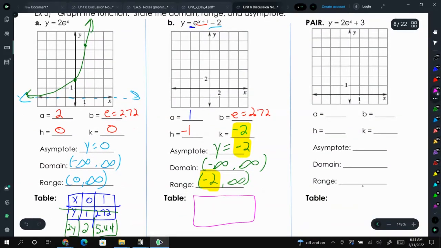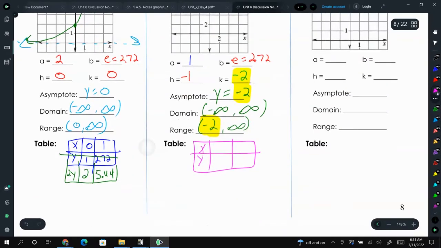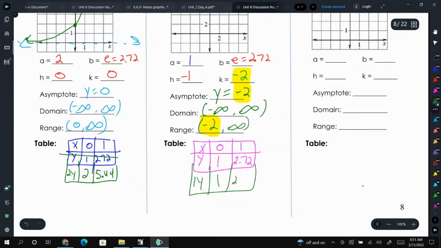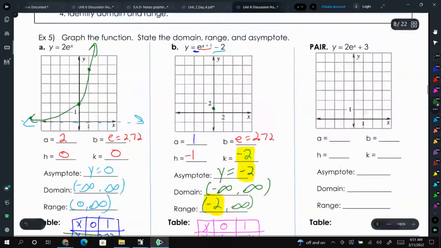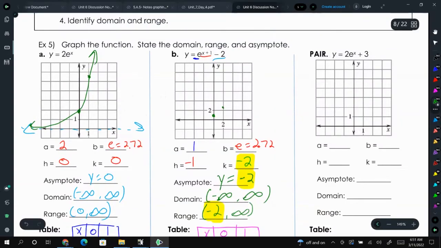Then our table. Now, because our a value is just 1, we don't need to make that third row, but you could. 0, comma 1, and then 1, comma 2.72. Like I said, if you want to make that third row, so we'll go up 0, comma 1. Notice that we're going up by 2's. And then 1 comma 2.7 is about there.